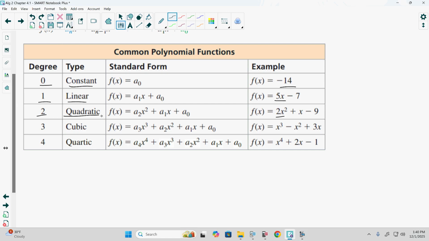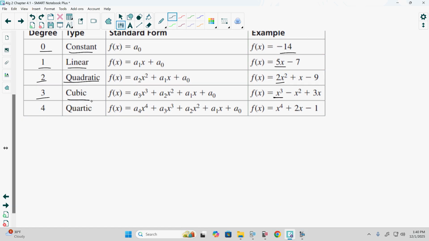Our next one, though, we have x cubed minus x squared plus 3x. Well, x to the third power, x cubed, is our monomial term with the biggest exponent. And that x to the third tells us that the degree is 3. And since the degree is 3, it would be a cubic. And lastly, x to the fourth plus 2x minus 1. X to the fourth tells us that the degree is 4, and it is a quartic.